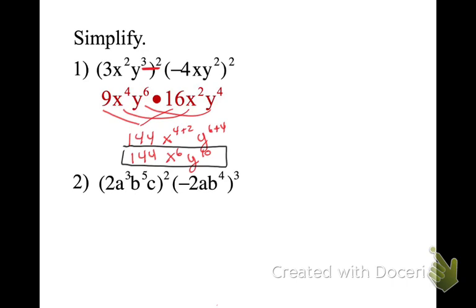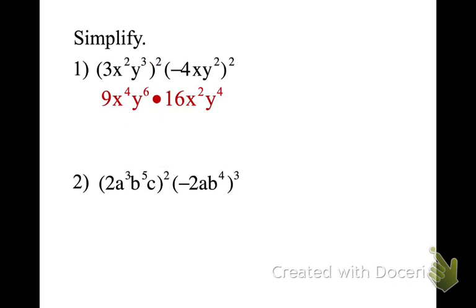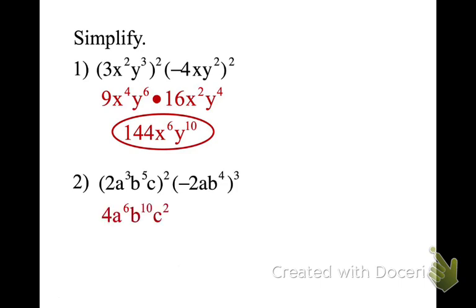Okay, let's check our work. So we have 2 to the 2nd power, which is 4. A to the 3rd times the 2nd is 6. Outside, inside. B to the 5th times the 2nd is the 10th. And C is to the 2nd. Okay, so I should have at least one intermediary step here.